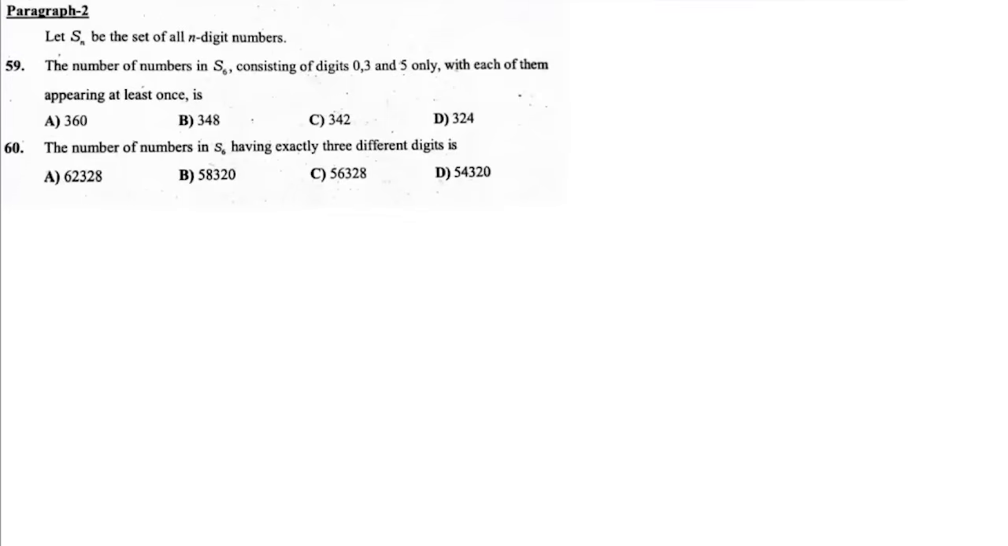Now here the question is, let Sn be the set of all n-digit numbers. The number of numbers in S6 consisting of digits 0, 3 and 5 only, with each of them appearing at least once, is. Now we'll solve this question using inclusion-exclusion. So first we'll find the total number of 6-digit numbers that can be formed using these 3 digits. So it is a 6-digit number.